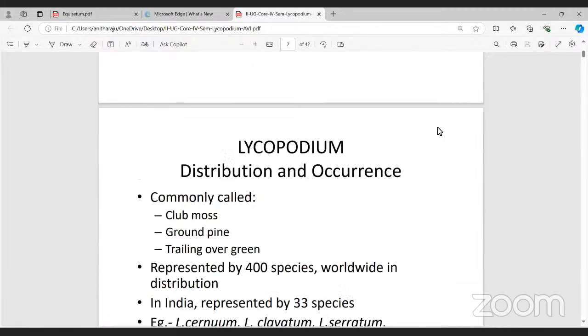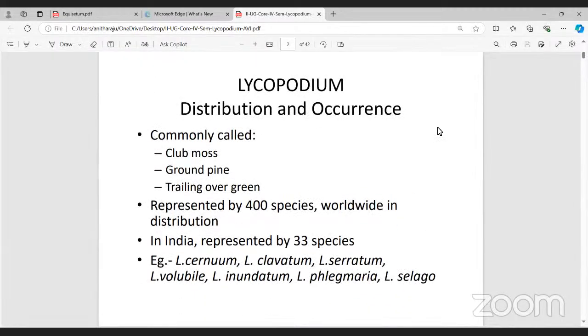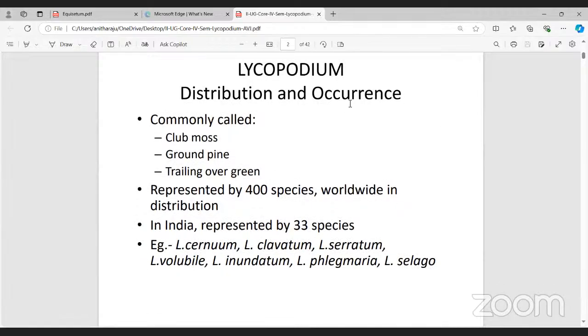Now in detail, Lycopodium: distribution and occurrence. Before that, Lycopodium is commonly called club moss, ground pine, or trailing evergreen. These are the synonyms of Lycopodium.